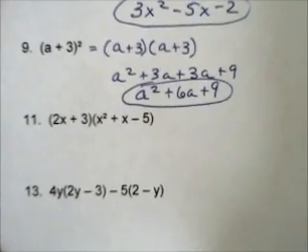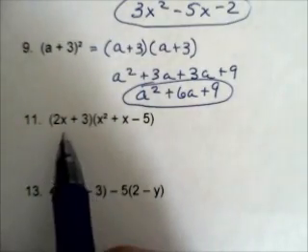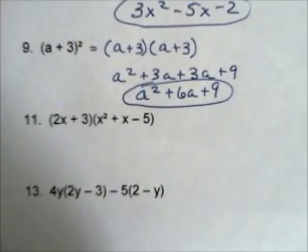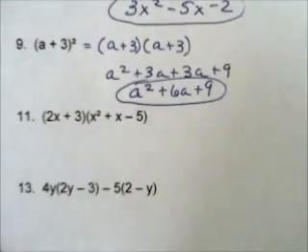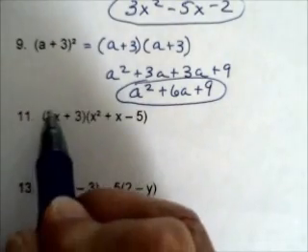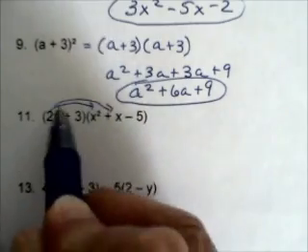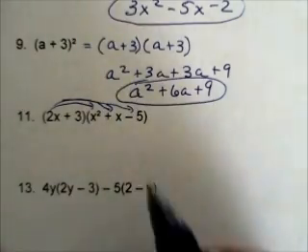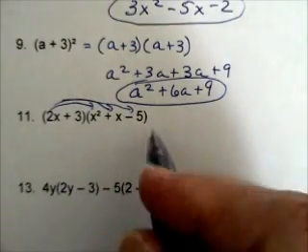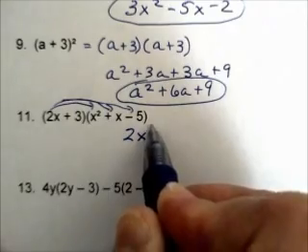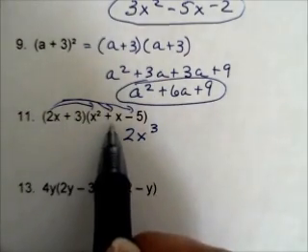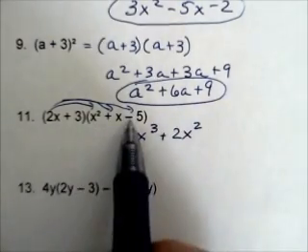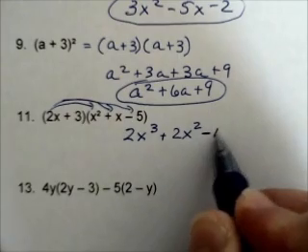Next, number 11, we have a binomial times a trinomial. So we're going to distribute. I'm taking 2x and multiplying it by each of the three terms in the trinomial. So I have 2x times x squared is 2x to the third. 2x times positive 1x, positive 2x squared. And 2x times negative 5, negative 10x.